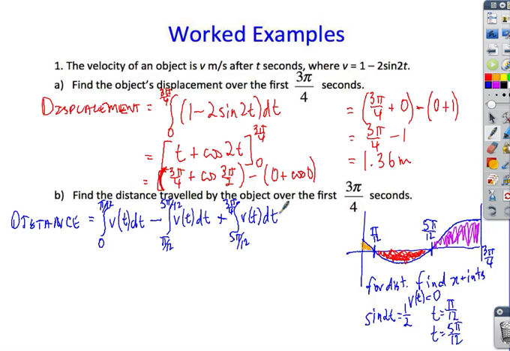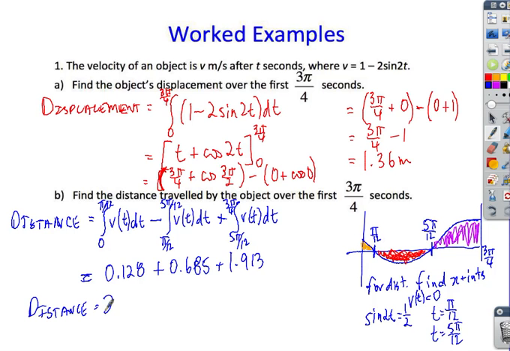All right. And now again you can go ahead and calculate all of these different values. The first one works out to be 0.128. The second one, after you take into account the negative, becomes 0.685. And the last part is 1.913. And if you add those all up, you get the total distance traveled. And the distance is equal then to 2.73 meters.